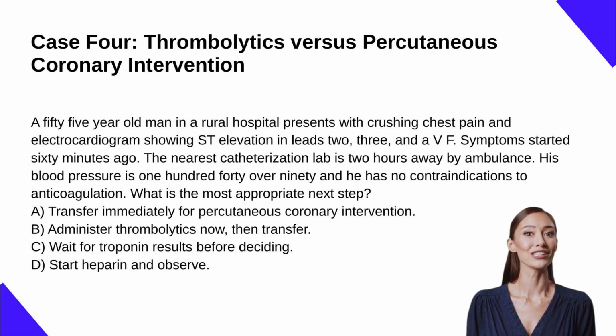Case 4 is a classic board question about choosing between thrombolytics and percutaneous coronary intervention. A 55-year-old man in a rural hospital presents with crushing chest pain. The electrocardiogram shows ST elevation in leads II, III, and aVF, indicating an inferior wall myocardial infarction. Symptoms started 60 minutes ago. The nearest catheterization lab is 2 hours away. His blood pressure is stable at 140/90, and he has no contraindications to anticoagulation.